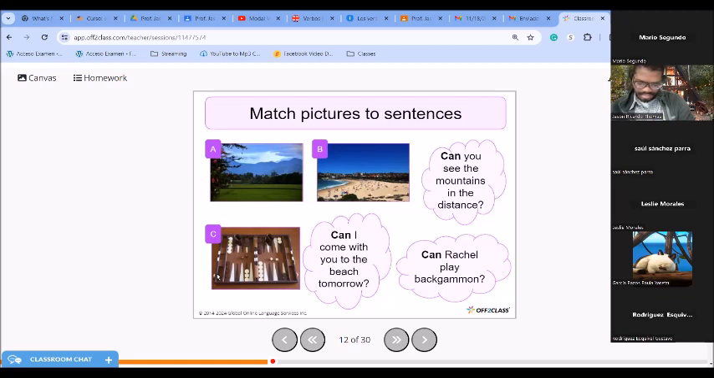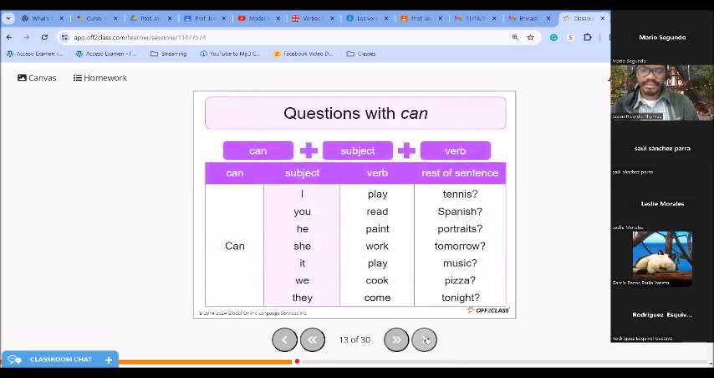Can Rachel play backgammon? Backgammon, yes. Don't feel bad. I cannot play it either. Unless you can. All right, so that's the question form. The goal there is to start, of course, your question with your modal, then you have your subject to tell who is speaking, and you need your active verb. So modal, subject, then active verb, and then the complements of your question.